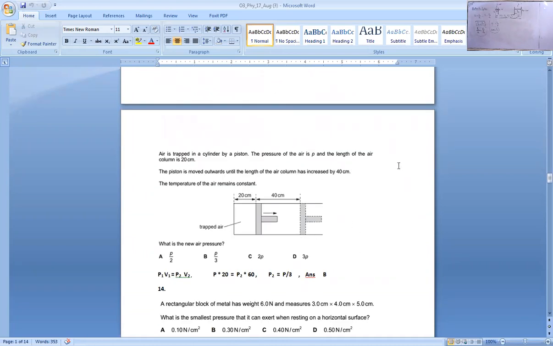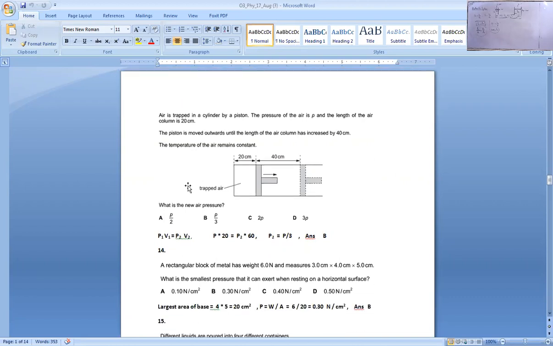Number 13 says, air is trapped in a cylinder by a piston. The pressure of air is P and the length of the air column is 20. Piston is moved outward until the length of the column is increased by 40. So the total length now becomes 60. What is the new pressure?